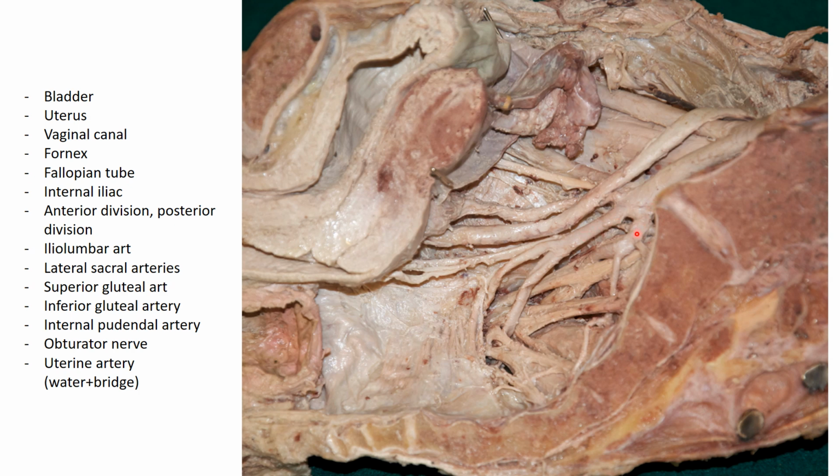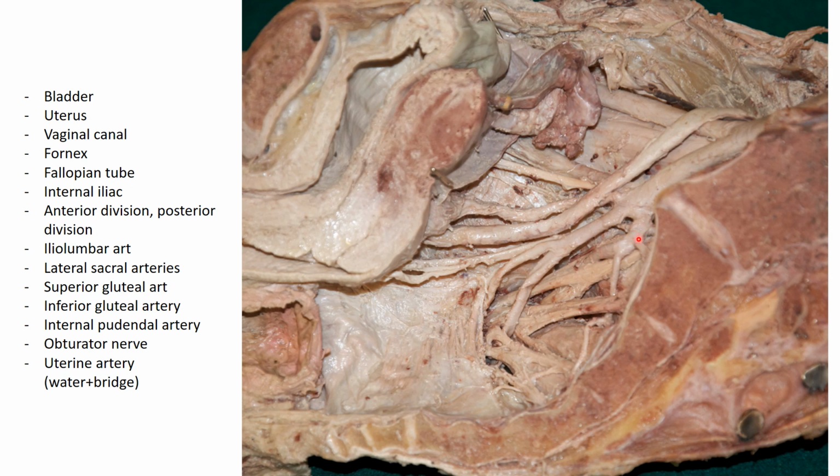So off of the posterior division, what I think about when I'm looking at this in lab, I find the internal iliac and I say, oh, this is going posterior, and I follow it to its termination. It's going to go out of the pelvis. This vessel that goes out of the pelvis is going to be your superior gluteal artery. So here we go, superior gluteal artery being highlighted now.